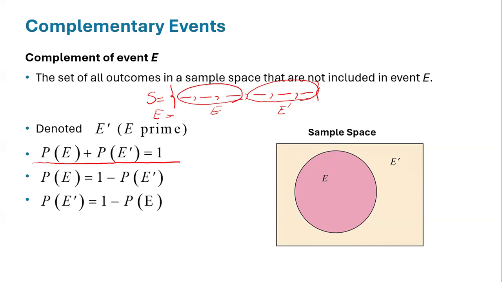So how can this formula help me? It tells me that if I move one of them to the other side, the probability of one event is 1 minus the probability of its complement. We need to know that because sometimes, to find the probability of some events, finding the complementary event is much, much easier. So we can find the complementary event and then subtract it from 1 to get our answer.